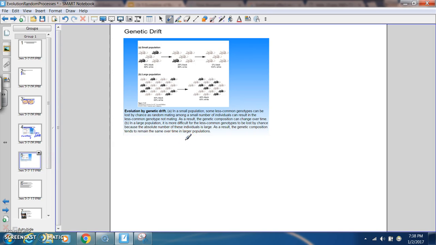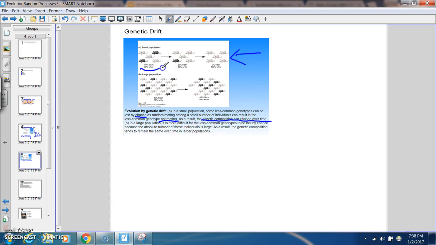Genetic drift occurs, as you can see here, in this small population of mice. Some less common genotypes can be lost by chance, and that's just because of random mating. Because it's such a small number of individuals, it can just be lost by chance. That's a really important thing to remember, is chance, because a lot of it's by chance. The less common genotype then does not become part of the gene pool and doesn't mate. So it's not successful, and as a result, the genetic composition can change over time, as you can see here. It just goes from 40-60 to 20-80 to 0-100.